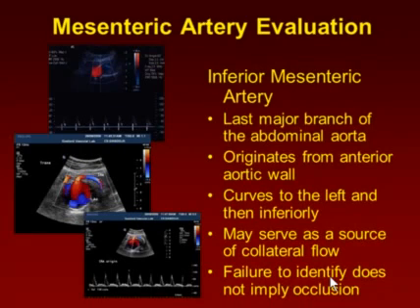The inferior mesenteric artery looks much like the superior mesenteric artery in its spectral waveform. It is the last major branch off of the abdominal aorta before the iliac bifurcation. It originates from the anterior aortic wall and then curves to the left and inferiorly. And it serves as a source of collateral flow. Some people have a difficult time identifying the IMA, and inability to identify it doesn't mean that it's occluded, it just means that you were not able to identify it. But with practice, it's not that difficult to identify.